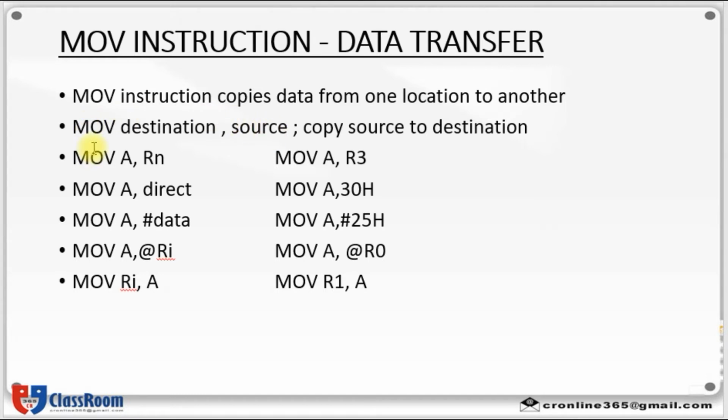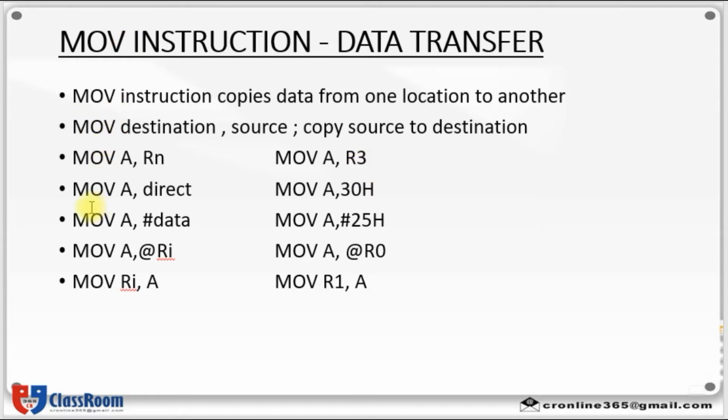Move instruction also can be written in 4 addressing modes. First one is the register addressing mode. Move A, Rn. Rn can be any of the registers ranging from R0 to R7. For example, move A, R3. This means that R3 will be having some content. That content has to be copied into the accumulator. So R3 and accumulator will have the same content after the copy.